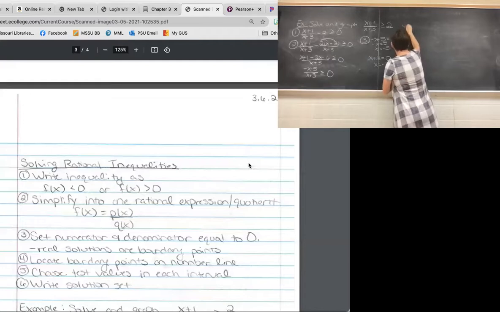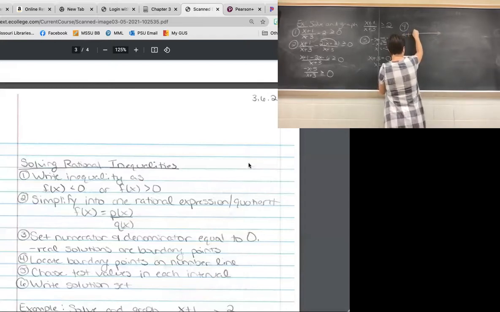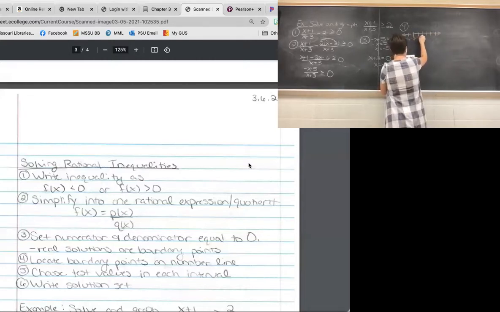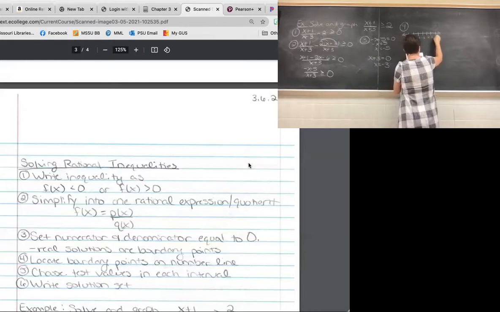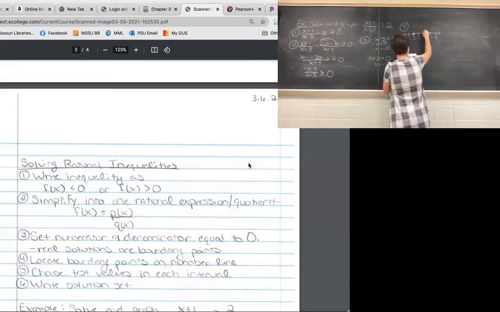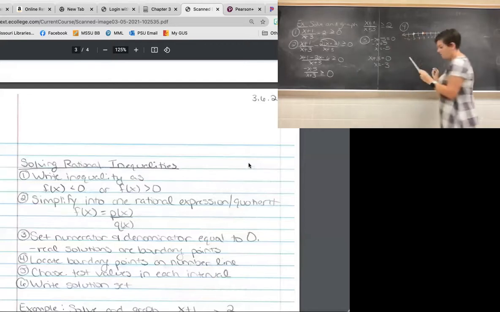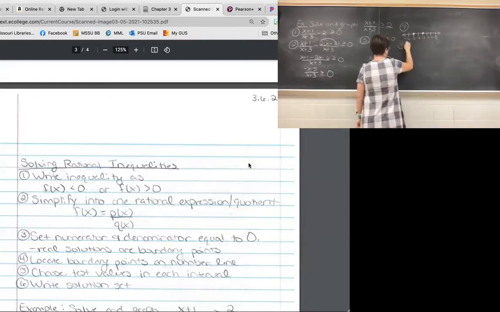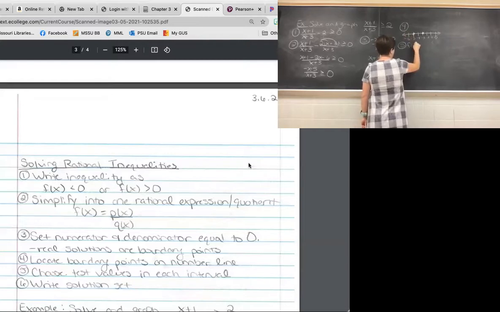So step 4, I have my number line. I have negative 6, negative 5, negative 4, negative 3, up to 0. My boundary points were negative 5 and negative 3. So I plot those. And then just like before, I'm going to pick a point from each of my sections and find if I get positive or negatives. So in this first section, I'm going to pick negative 6.